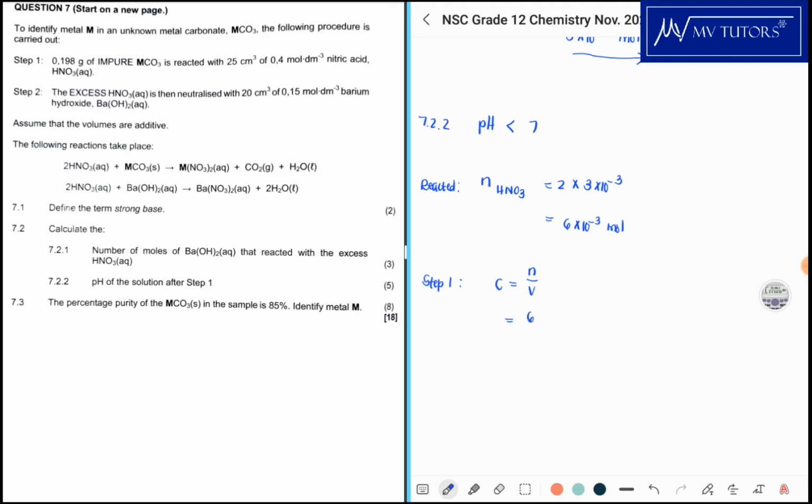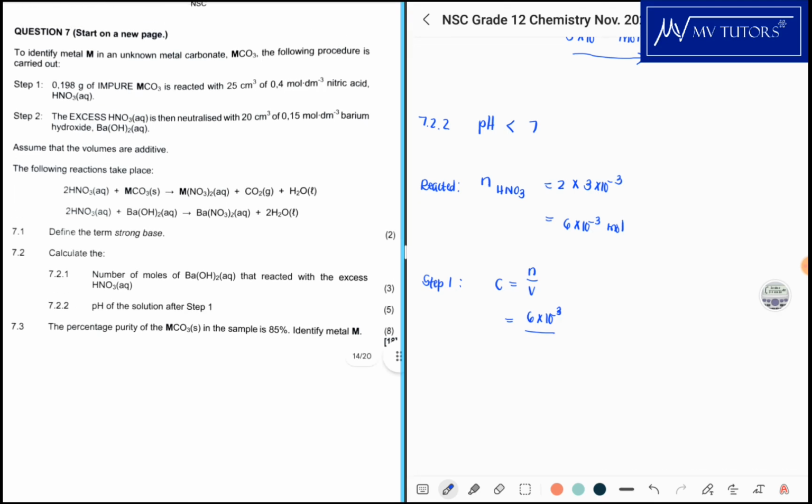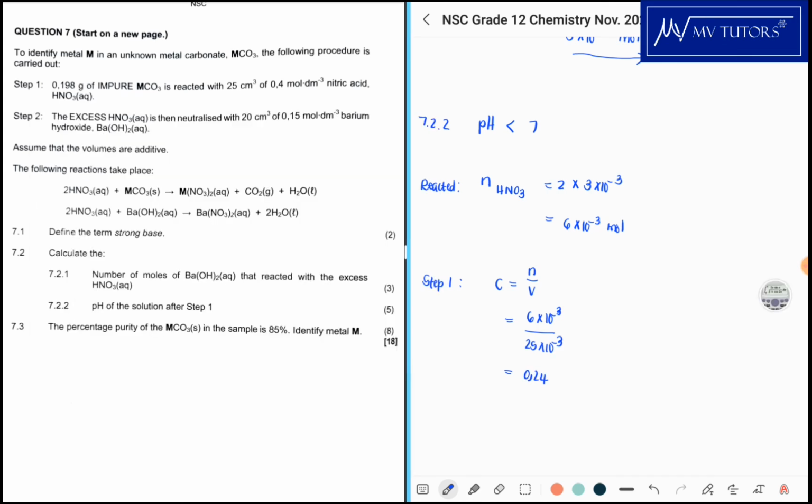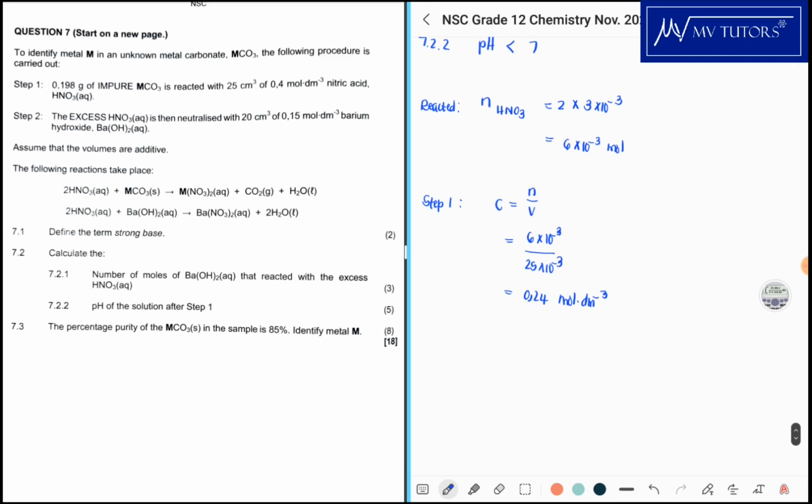So the number of mole is 6 times 10 to the negative 3, and the volume that we have there is 25 cubic centimeters, so that's 25 times 10 to the negative 3. So we have 6 times 10 to the negative 3 over 25 times 10 to the negative 3. Now we have 0.24, and that's the concentration in mole per cubic decimeter.